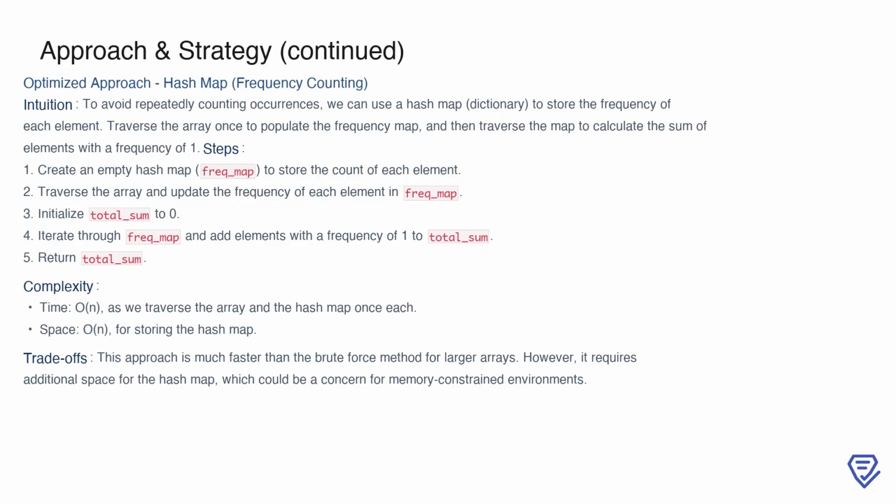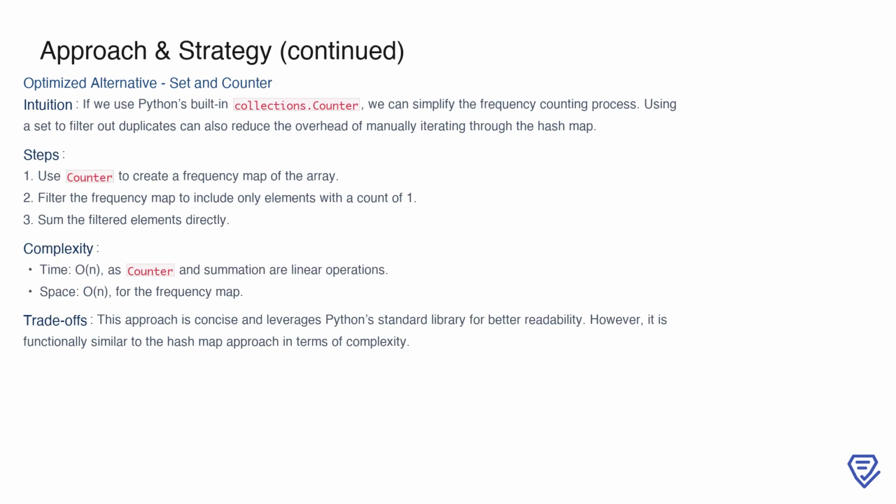Nonetheless, this method is far more efficient for larger arrays compared to the brute force approach. Another optimized alternative is to use Python's collections Counter along with a set to simplify the process further. The intuition here is similar to the hash map approach, but by leveraging Python's built-in utilities, we can make the implementation more concise. The Counter class automatically builds the frequency map for us, and we can filter it to include only the elements with a count of 1.